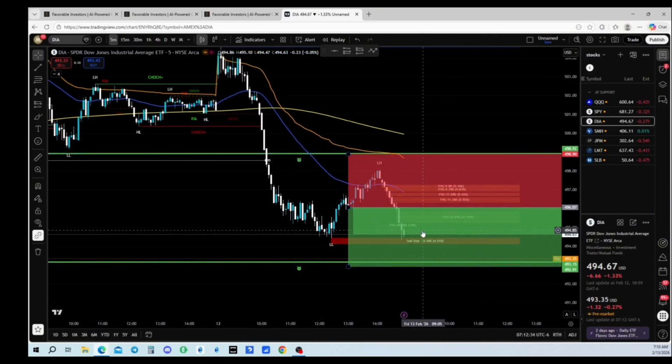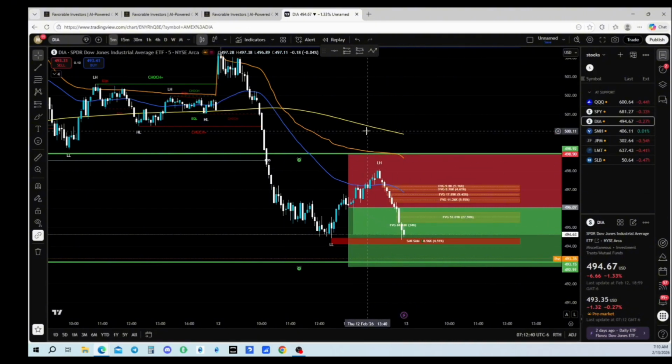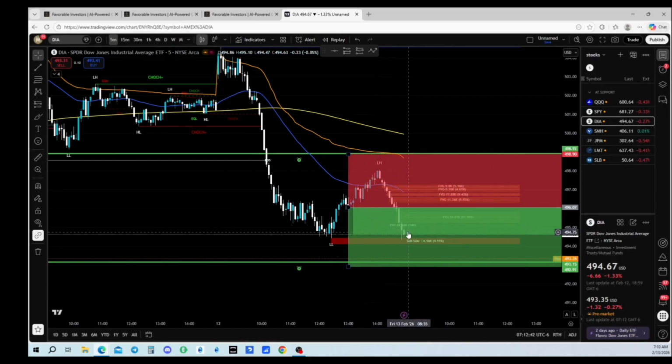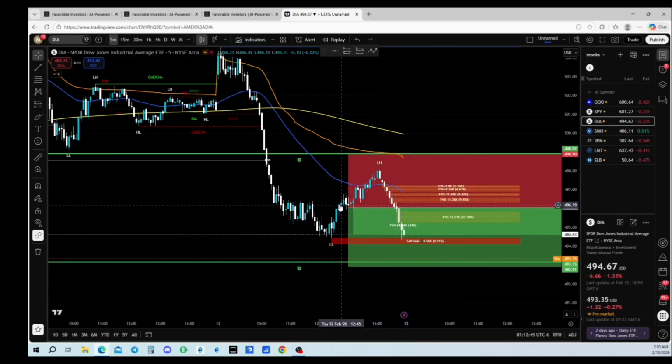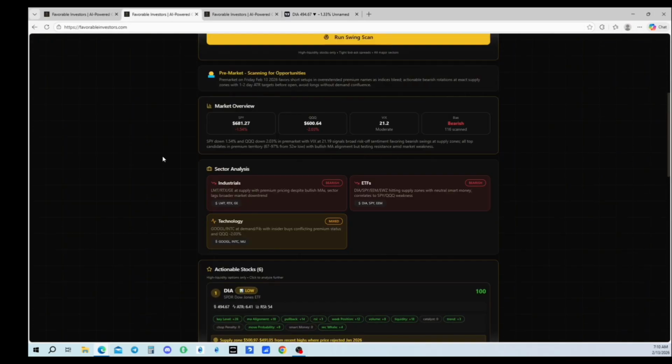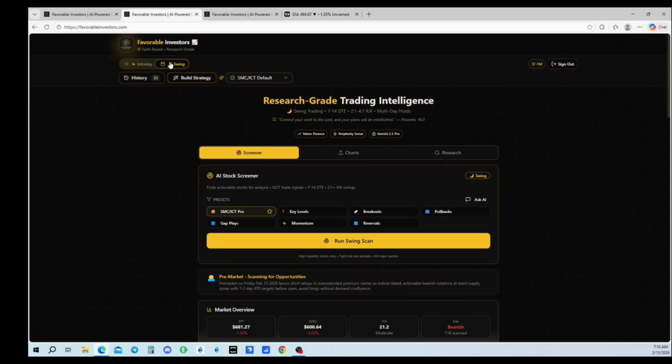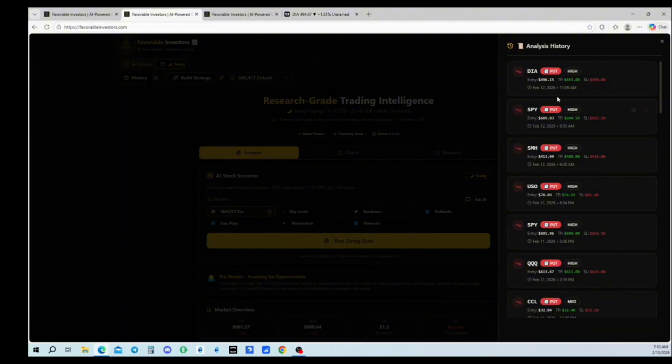Now, look, this is one of the swing trades that I took yesterday. This is one that I ran in the software, and it gave me this exact put trade. This is on DIA on the Spider ETF. Now, let me go back here so that you can see, because I also have a history log where you can see all of the previous trades that you run. We can see right here.